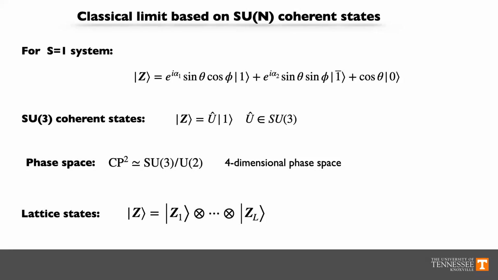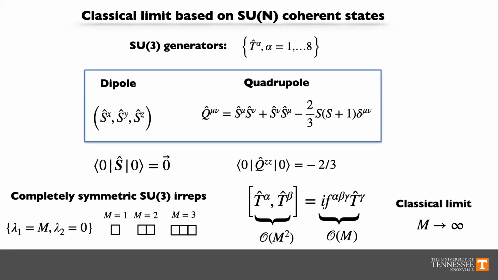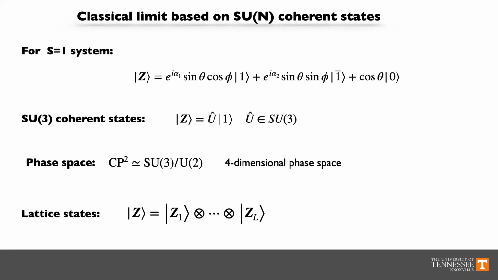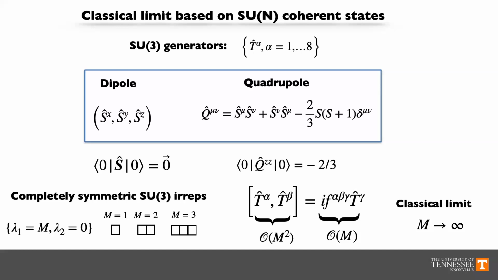So that's the reason why we talk about CP2 instead of C3. Good. So we can expand this to the lattice. Again, an arbitrary coherent state on the lattice will be the direct product of states. And now the difference is, if I want to keep my one-to-one correspondence between kets and observables, I need to introduce 8 observables, the 8 generators of SU3.